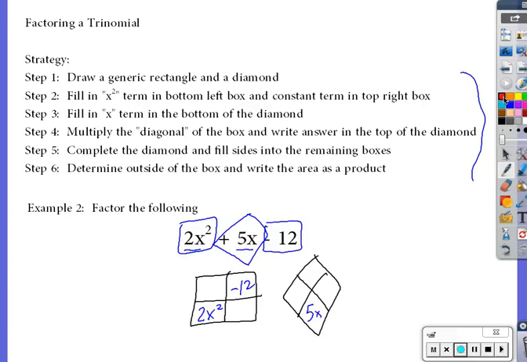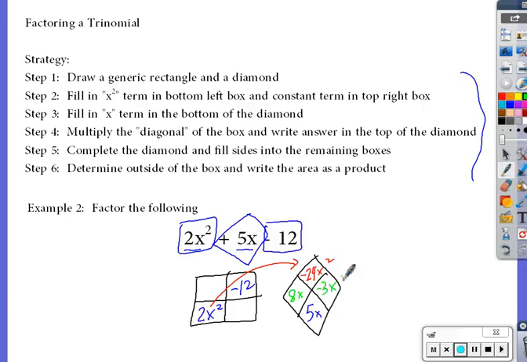I've used all the pieces. So what do I do next? I multiply the diagonal to get the top of the diamond, and that gives me negative 24x squared. I complete the diamond problem. So remember, to do a diamond problem, I'm asking myself, what do I have to multiply to get negative 24x squared, so that when I add, I get 5x? All right, the answer there would be positive 8 and negative 3.